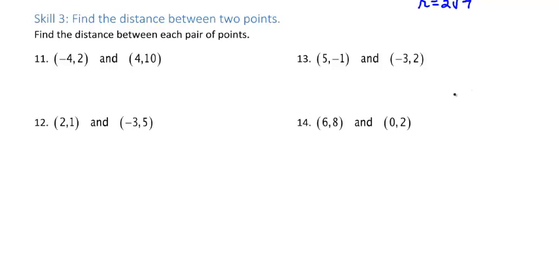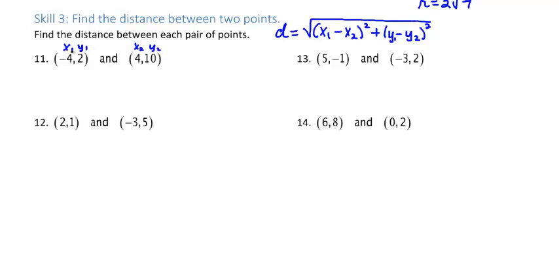The next skill was to find the distance between 2 points. The distance formula is defined by d equals the square root of x1 minus x2 quantity squared plus y1 minus y2 quantity squared. I suggest you label the points. So in number 11 we have negative 4, 2 and 4, 10. So if we label those as x1, y1 and x2, y2, and again it doesn't matter which order you put the 1s and the 2s, but the x and y is important.